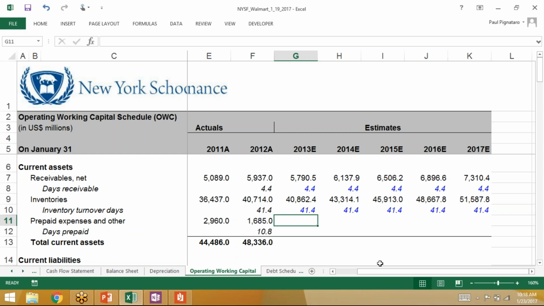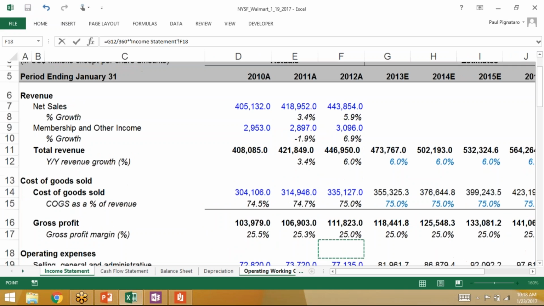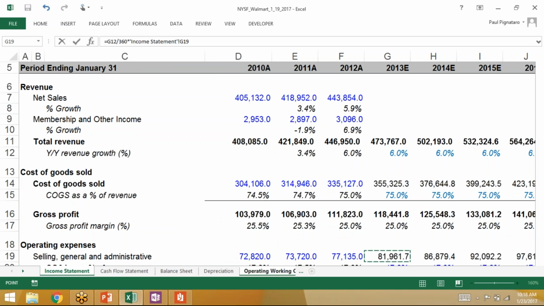What about days prepaid? Days divided by 360 times? This comes out of operating expenses, SG&A. Yeah. Whatever line item we use to calculate the historicals, we need to use for the projections now.